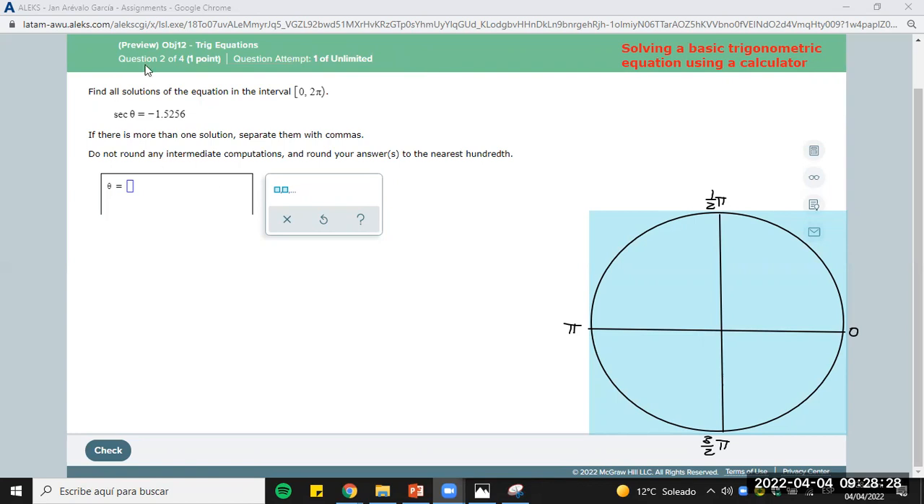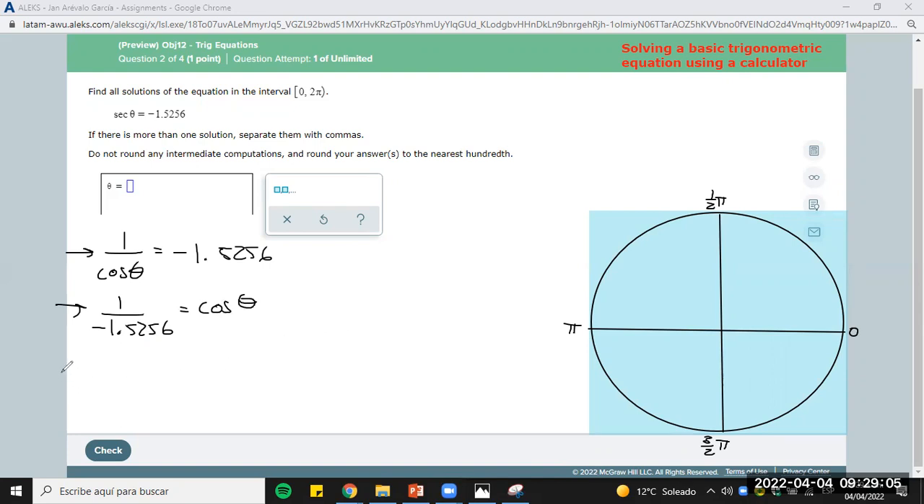So first, we will use our knowledge about secant, the reciprocal of the trigonometrical functions. Do you remember that secant is the same as 1 over cosine, right? So secant of an angle is 1 over cosine, and in this case equals minus 1.5256. All right, then 1 over minus 1.5256 equals cosine of an angle.